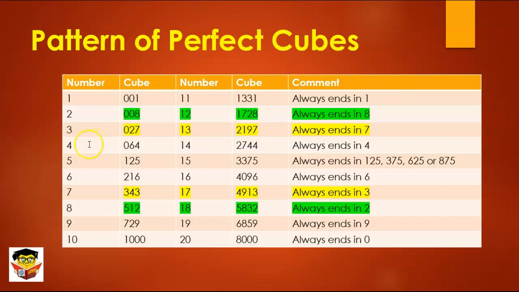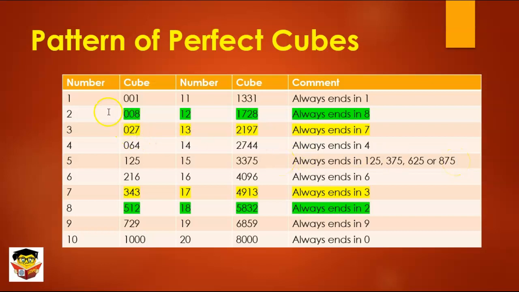Similarly, cube of any number that ends in 4 is always 4. The cube of any number that ends in 6 is always 6. A cube of any number that ends in 9 is always 9. And a cube of number that ends in 0, of course, always ends in 0. And the cube of any number that ends in 5 always ends in 125, 325, 625, or 875. Okay, ultimately it also ends in 5 regardless.